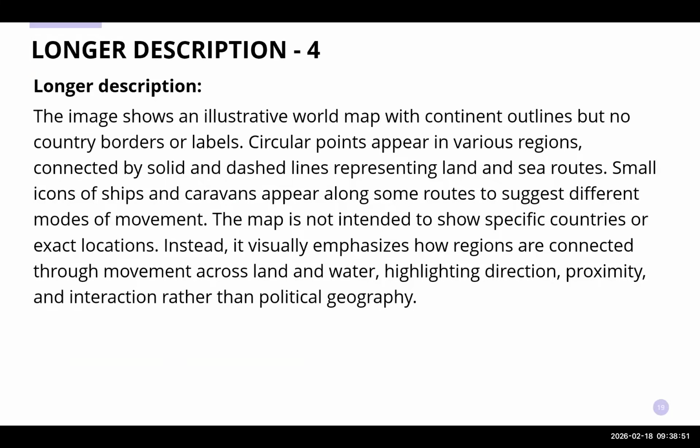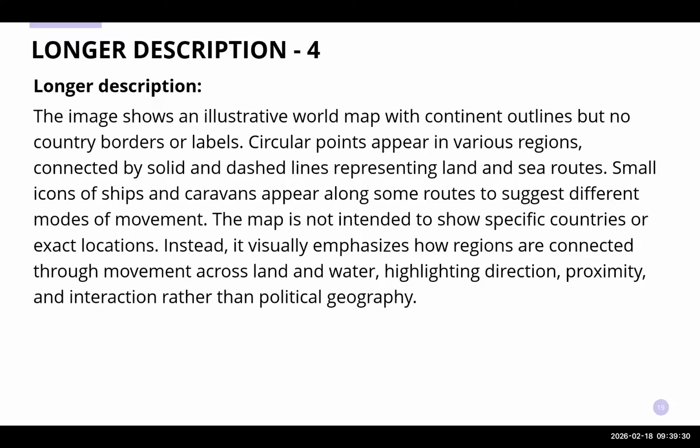Now let's walk through the longer description for this map and check how it emphasizes relationship rather than individual countries or continents. The map is illustrative and shows continents without countries, borders, or labels. That tells a student immediately that the focus is not political geography, but rather connection and movement across regions. Circular points appear in different areas connected by solid and dashed lines that represent land and sea routes.